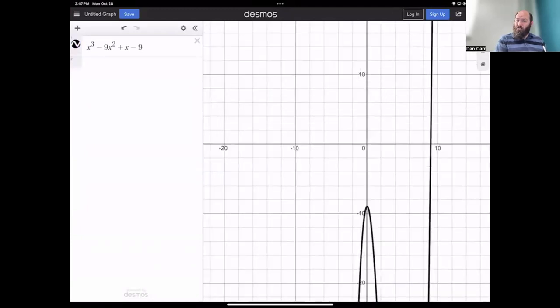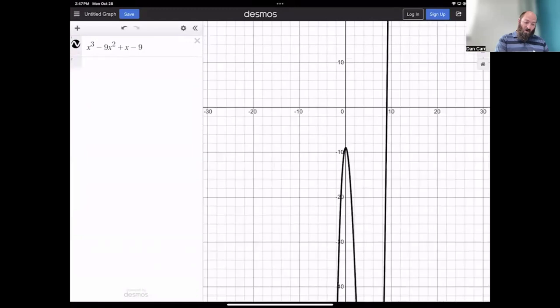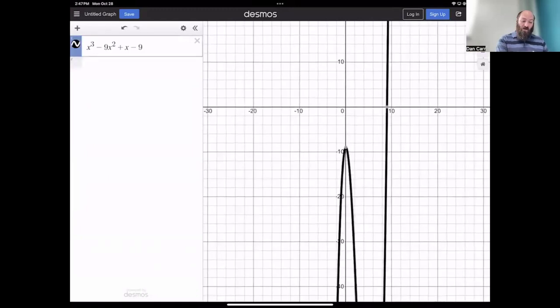Notice if I zoom out, it's not crossing any more times. So if we know from before, that tells me I've got 1 real zero and 2 imaginary zeros. Even though I've got all these turns going on, I only got 1 real zero here.